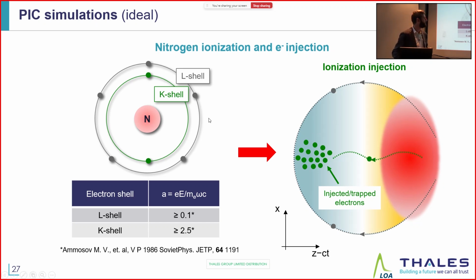So you see here, nitrogen has 2 different electron shells. The innermost one is made of 2 electrons, and the outermost one has just 5 electrons.